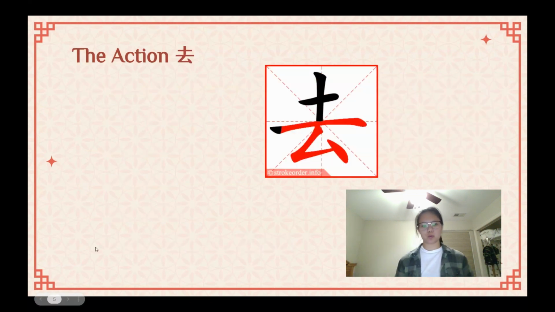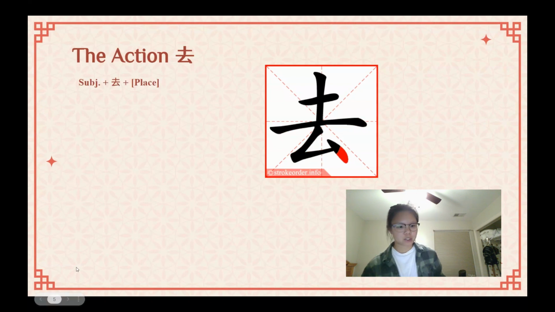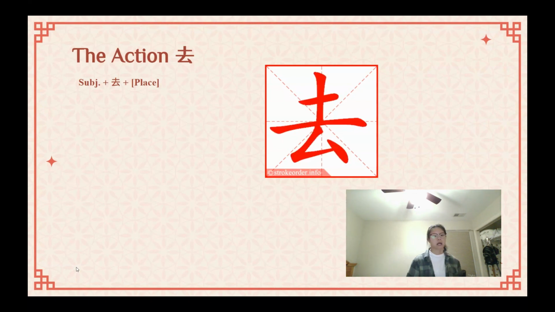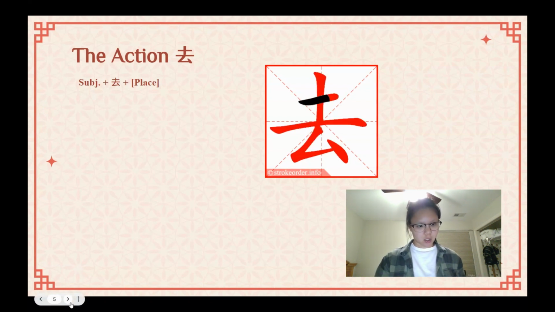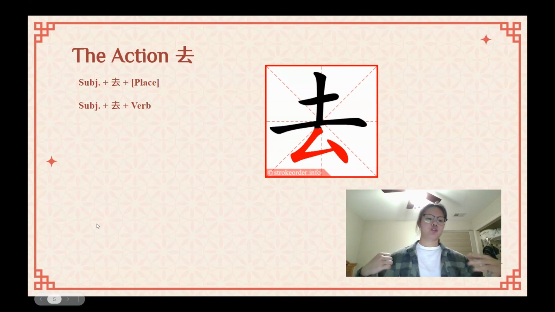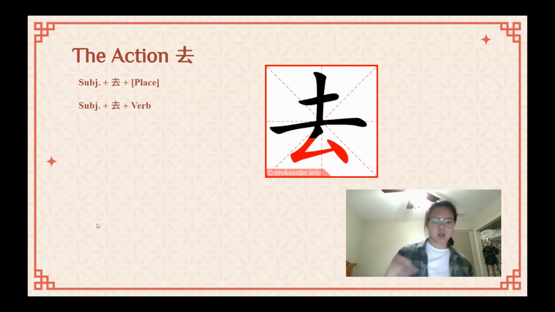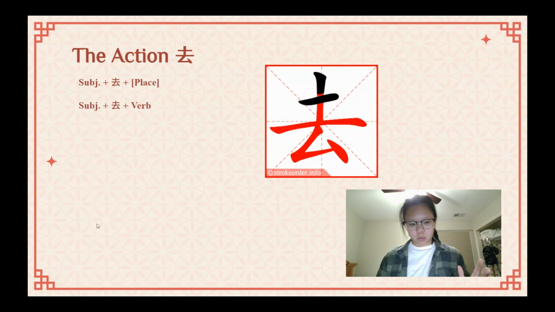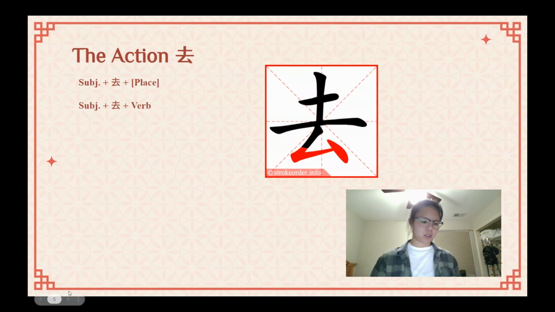The action 去. So there's a lot of different ways to use 去. 去 means to go. So subject 去 somewhere. So, I go to the library. 我去图书馆. You're going to a place. You're physically going away from something. That's what 去 means. Or subject 去 verb. I'm gonna go study Chinese. 我去学习中文, right? 我去吃饭 and so on. So let's go into our examples.